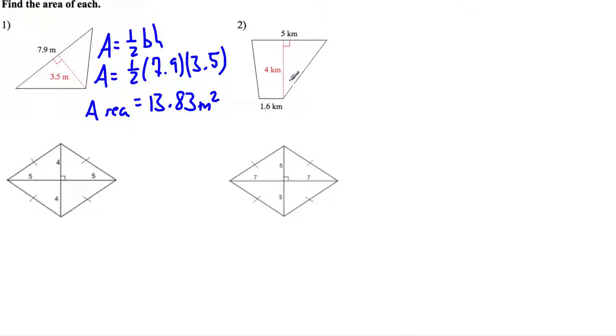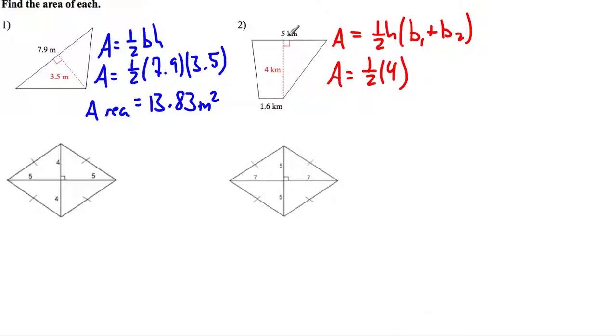Now the second one here, this is again a trapezoid. So the formula is going to be area is equal to 1/2 of the height times base 1 plus base 2. So that means that the area is going to be 1/2. Here we can see the height is 4 because it's perpendicular to one base, meaning it's going to be perpendicular to the other base as well. And then we multiply that by the sum of the two bases. So that's going to be 5 plus 1.6. So 5 plus 1.6 is 6.6.